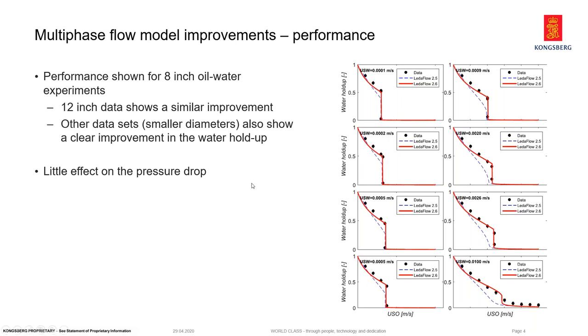The 12-inch experimental data, also conducted in the Tiller loop, shows a similar improvement, so we don't really need to look at that here. We also have some other data sets that we've used to evaluate if this was working correctly. They also show a clear improvement for all of them, at smaller pipe diameters. And I can also note that there's a little effect on the pressure drop. So the main improvement here is on the water holdup.